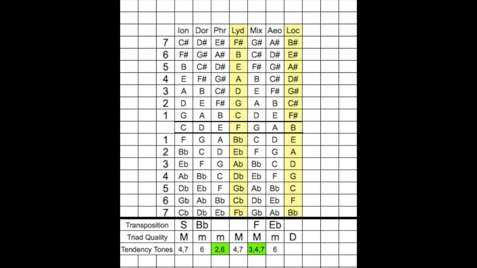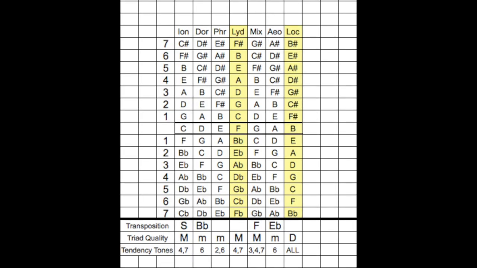Page 8, Tack 13 states, as a scale the Locrian mode is unstable. It exhibits strong tendencies for movement. So in the tendency tone row underneath Locrian, simply write all. Let's put this to practical use.